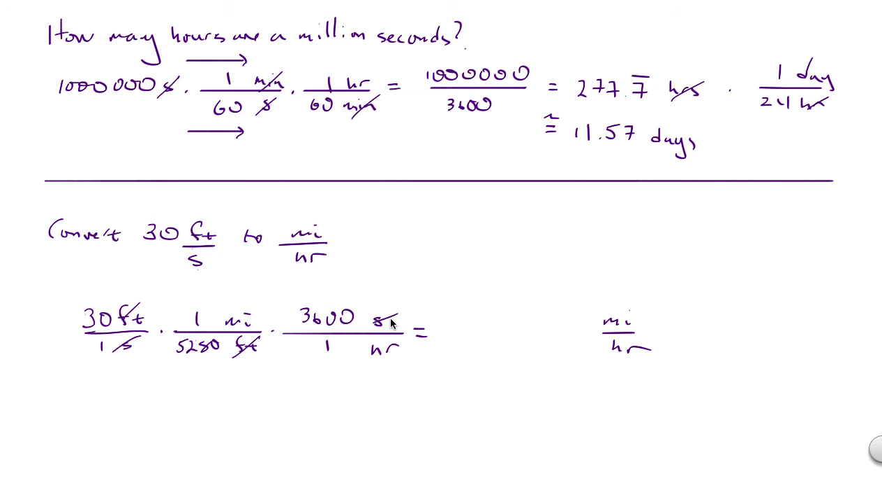But check this out. Because of the things canceled the way I wanted to, I knew which unit to put where to cancel so that I have miles over hours at the end. This tells me what to do. I take 30 times 3,600 on the top, 5,280 on the bottom. That's about 20.45 miles per hour.